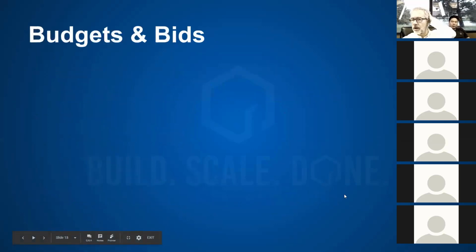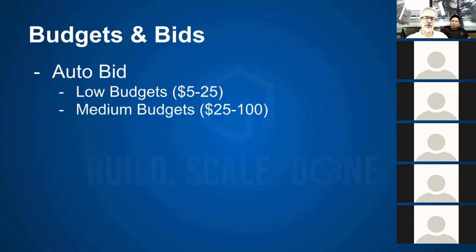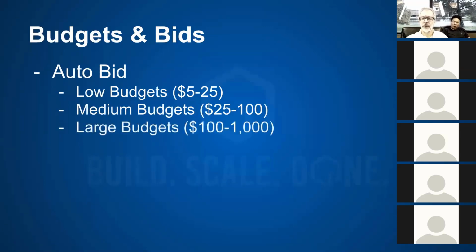Okay, let's go on. So about budgets and bids, there's of course AutoBid, and let's just talk about what I consider budget and bid ranges. So AutoBid, I consider a low budget between $5 and $25, a medium budget between $25 and $100, and a large budget between $100 and $1,000. These numbers are a little bit adjusted to what you might feel. I'd encourage you to make these up yourself as you go, and just be aware where your comfort levels are.